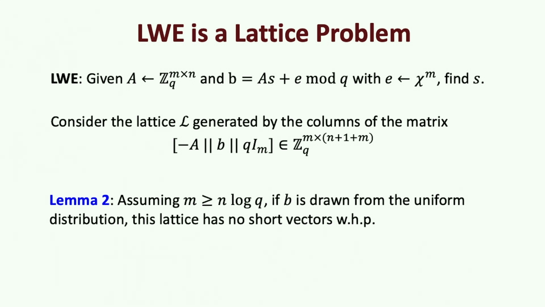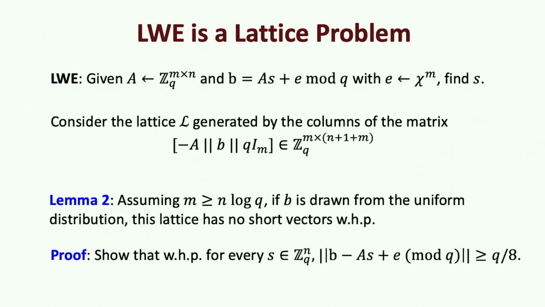If B is actually random instead of drawn from the LWE distribution, this lattice does not have any short vectors. This is a probabilistic statement: with high probability over A, the columns of A, and B, which is random at this point, there are no linear combinations that make the result short. It's just a counting proof at this point.